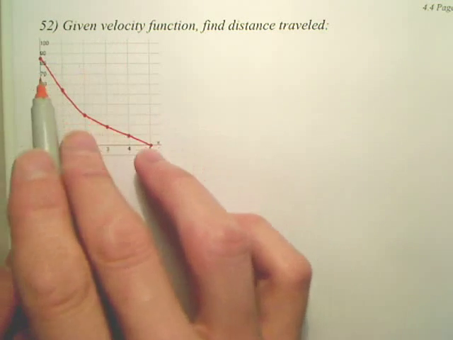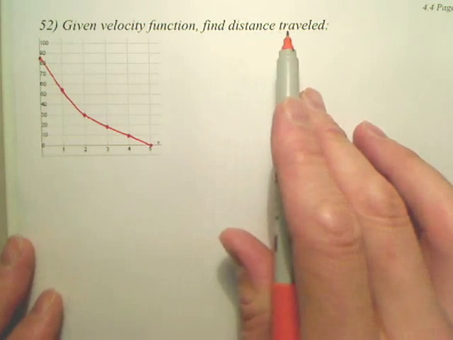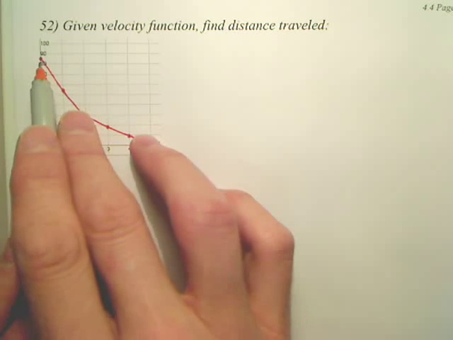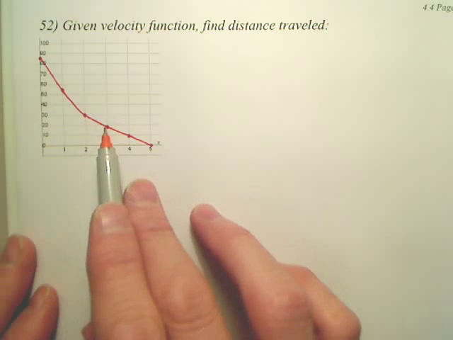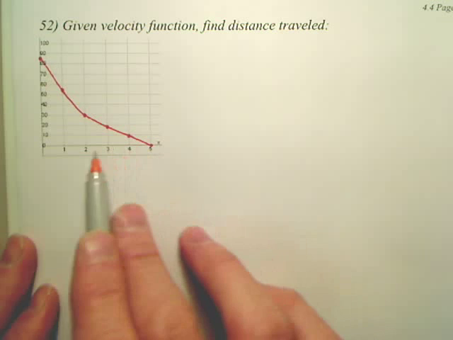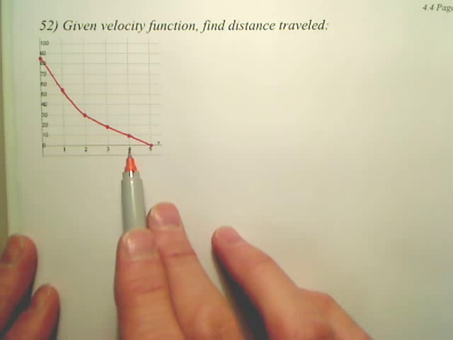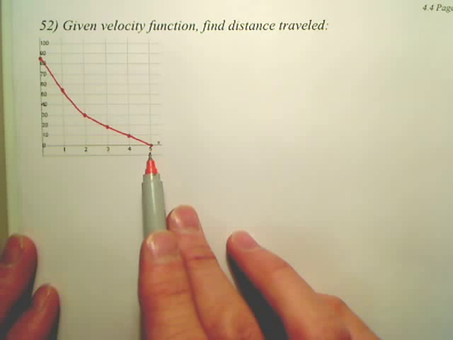If we're given this velocity graph, we're going to find the total distance traveled. Again, these are the velocities, the speeds, after 1, 2, 3, 4, and 5 seconds. So after 5 seconds, the person stopped.